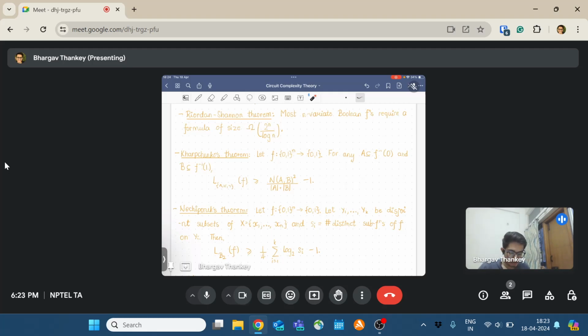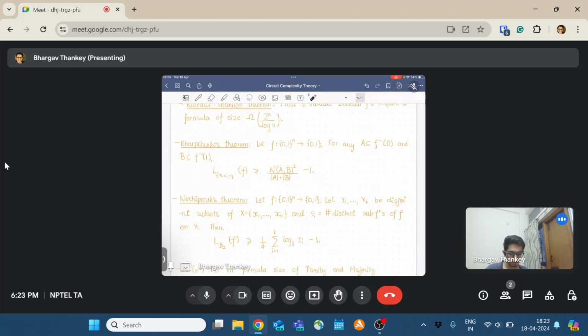Then we saw Nechiporuk's theorem. This theorem says that let Y1 to Yk be disjoint subsets of X and Si be the number of distinct subfunctions of f on Yi, then the size of any Boolean formula over the basis B2, so any Boolean function on two variables is allowed, is at least 1 over 4 sum over i in 1 to k of log of 2 Si minus 1. So Khrapchenko's theorem is only for a very particular basis. This one is for any basis.